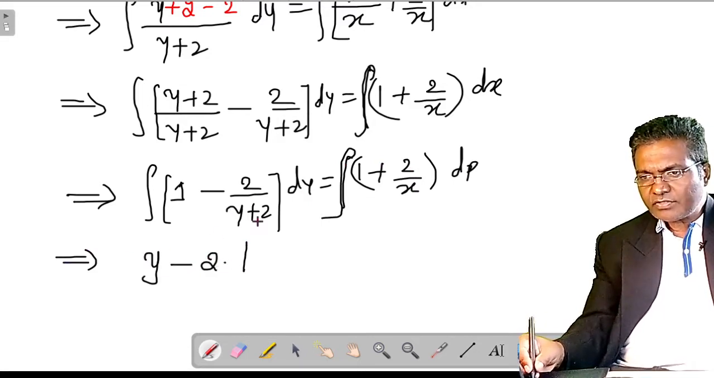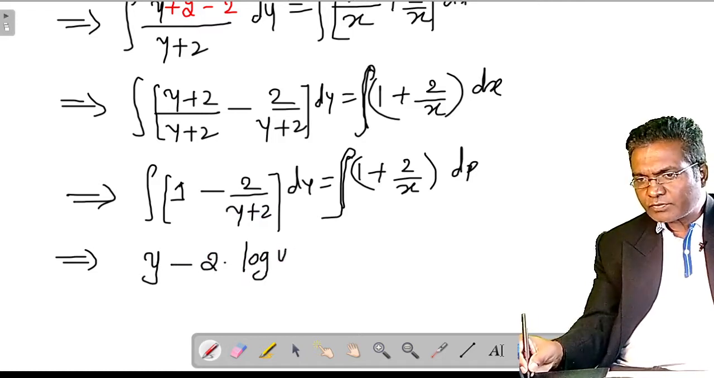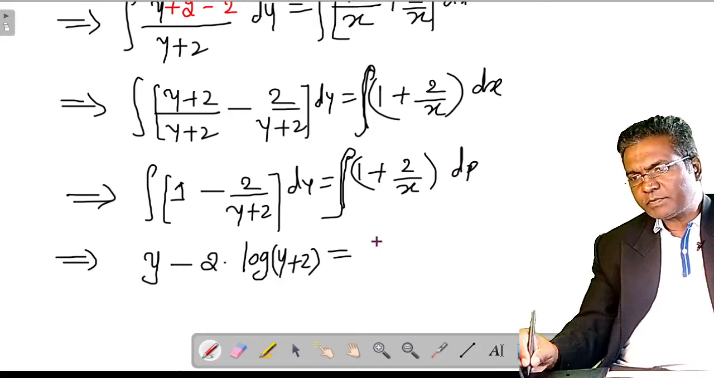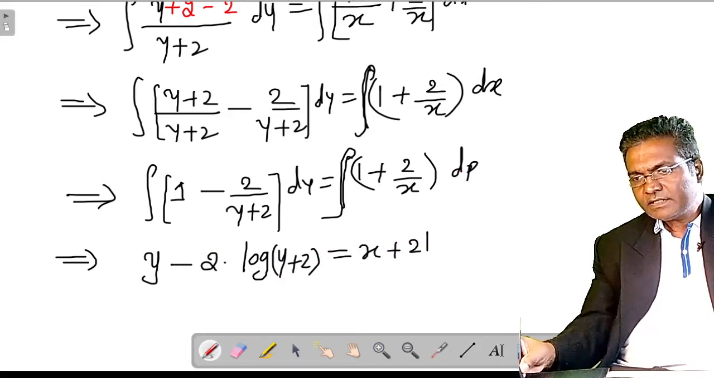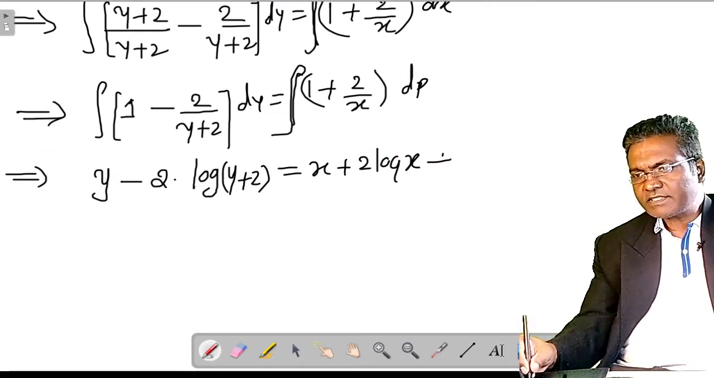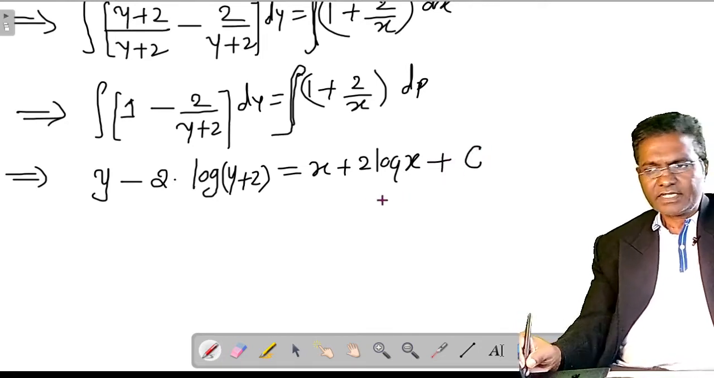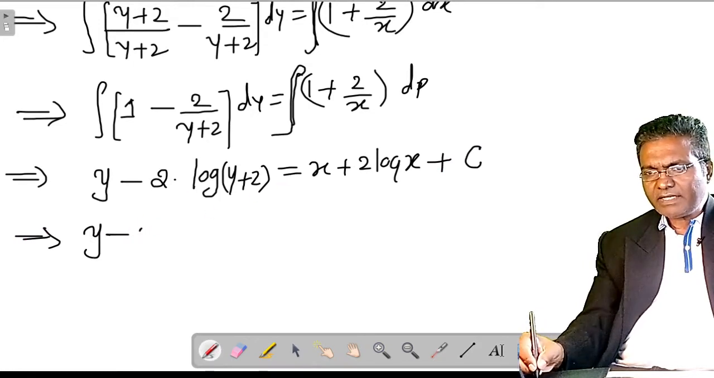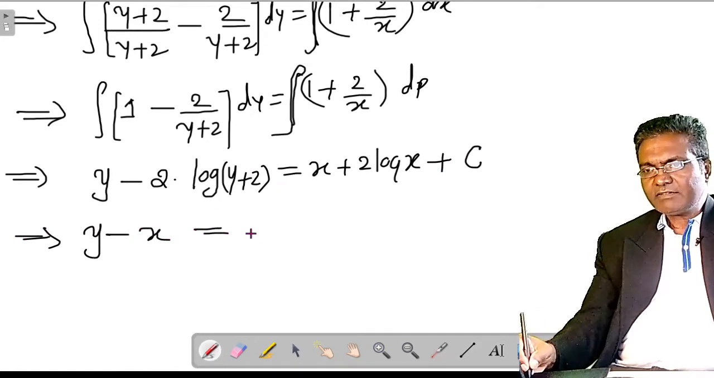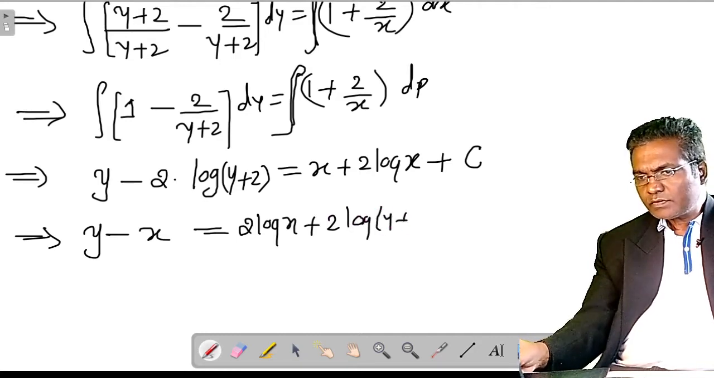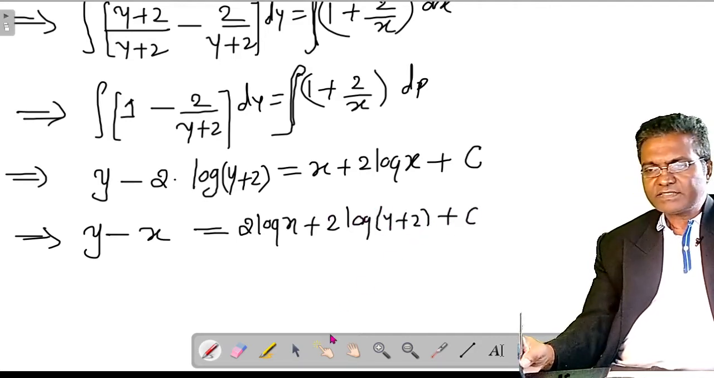2 into integration of 1 by y plus 2 is log of y plus 2. Here also integration of 1 with respect to x is x. It is 2 log x plus constant c. Okay. So if you want, you can write it in more general form. y minus x equals 2 log x plus 2 log of y plus 2 plus c.